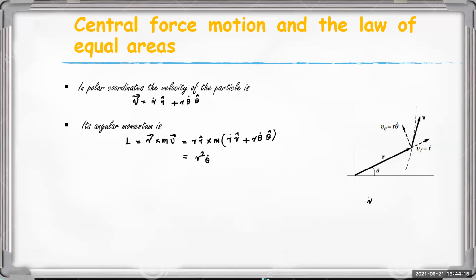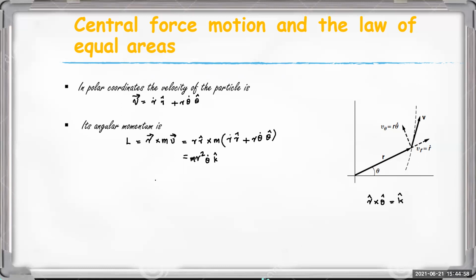We have to find r cap cross theta cap. Here we use r and theta, the polar coordinates for xy. Then Z must be mutually perpendicular to this one. This is the direction of R and this is the direction of theta. Then it is positive Z. Then it is equal to m r square theta dot k cap.